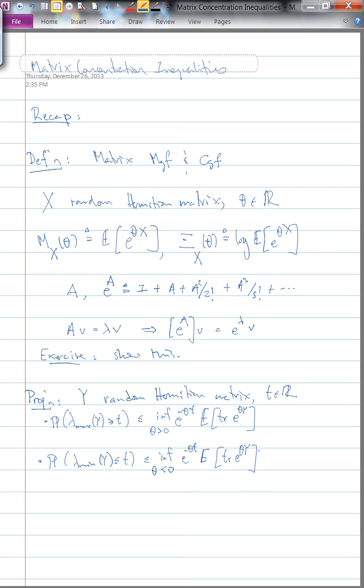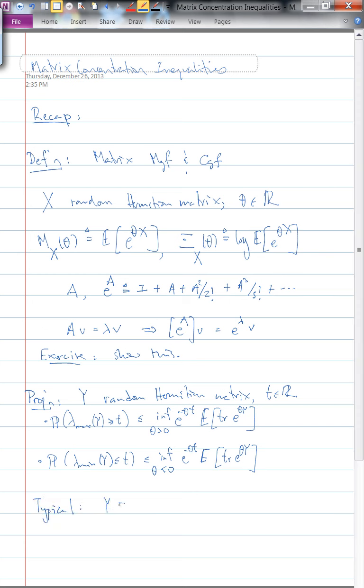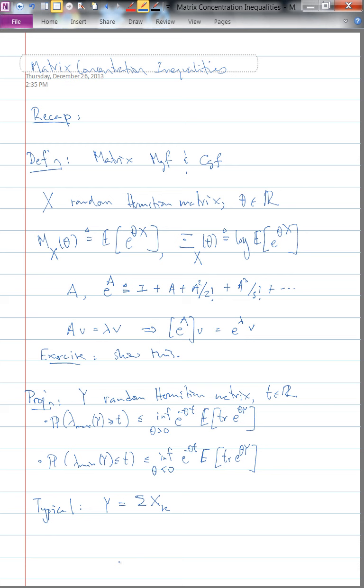So recall, here we had a departure from the general development for scalars, and the reason is as follows. Our typical use case is when we have Y equal to some sum of random matrices. The simplest setting is when we have the sum of IID random matrices, again exactly in analogy to the scalar setting, since this is what we want to prove concentration for. Now, in the scalar setting, you'd have a sum in the exponent, which would become a product. But for matrices, this is no longer true.